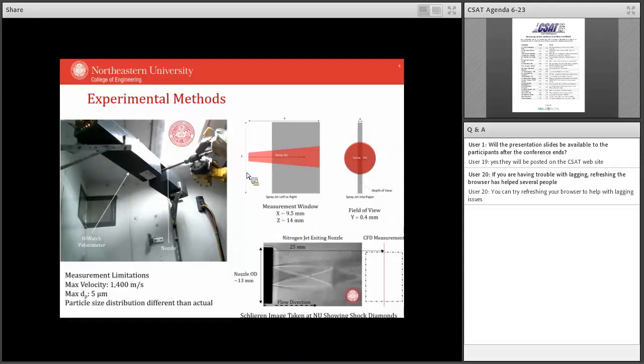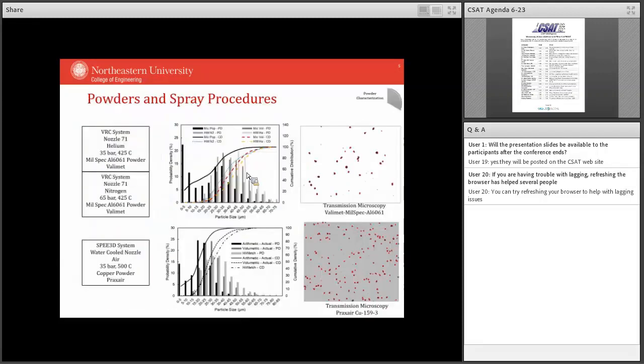So the 3 different spray conditions that we'll look at in this presentation are for spraying aluminum 6061, using helium and nitrogen using the VRC Gen 3 cold spray system, and also a tri-state copper powder using the Speed3D LightSPEE3D system.